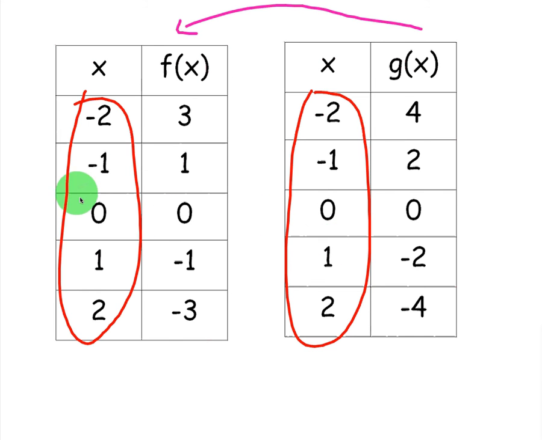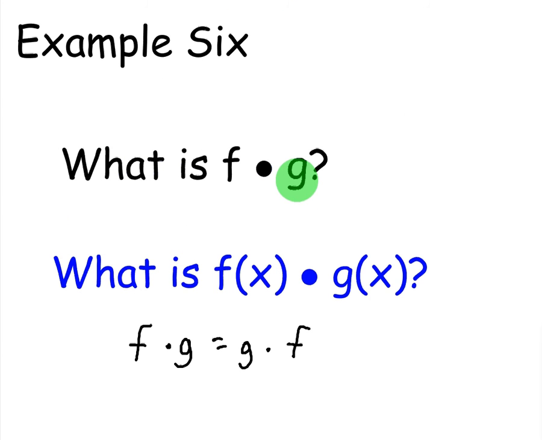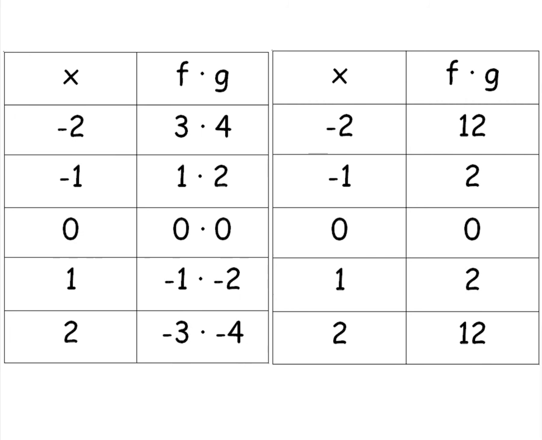In other words, we can't take the y value from 0 and multiply by the y value of negative 4. It wouldn't make any sense. They have to correspond. Okay, so let's go ahead and do that. We're going to take the y values of f and multiply by the y values of g. Same x values, we're going to get a new set of y values. 3 times 4 is 12, 1 times 2 is 2, so on and so forth.